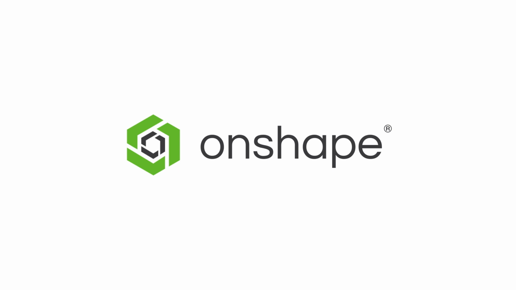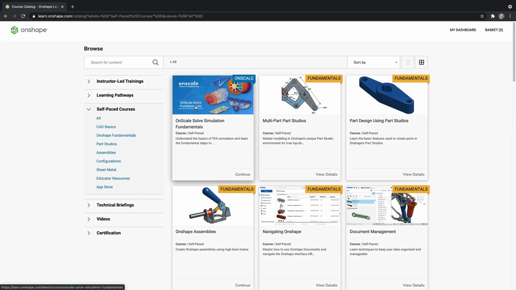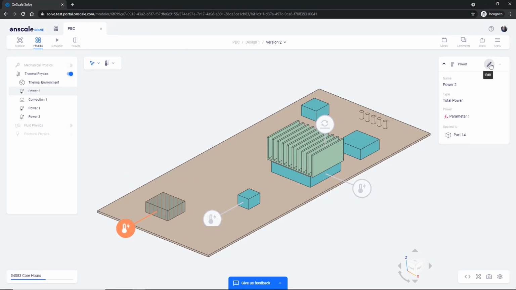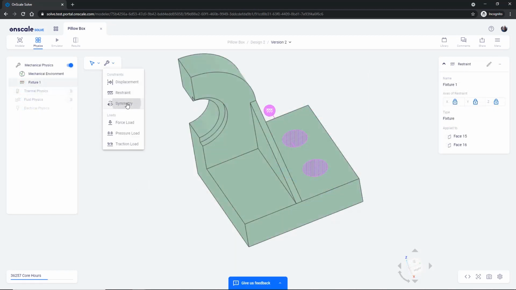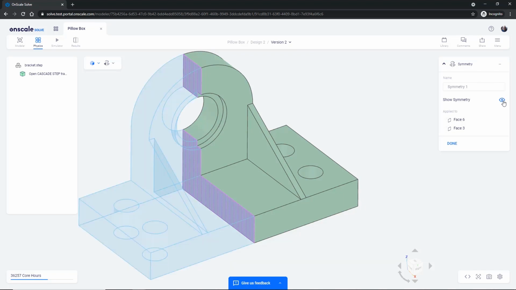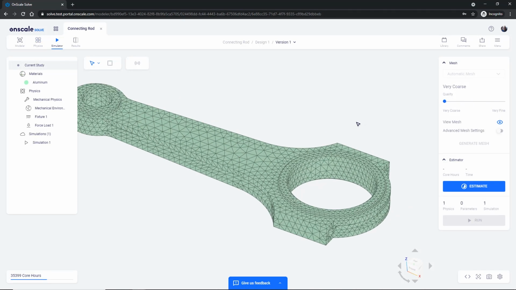We are so excited to announce the addition of an entirely new course in the Learning Center, OnScale Solve Simulation Fundamentals. As you can tell, this is a collaboration between OnScale and us, and hopefully the first of many partner-supplied training courses to help ensure your success with these products.